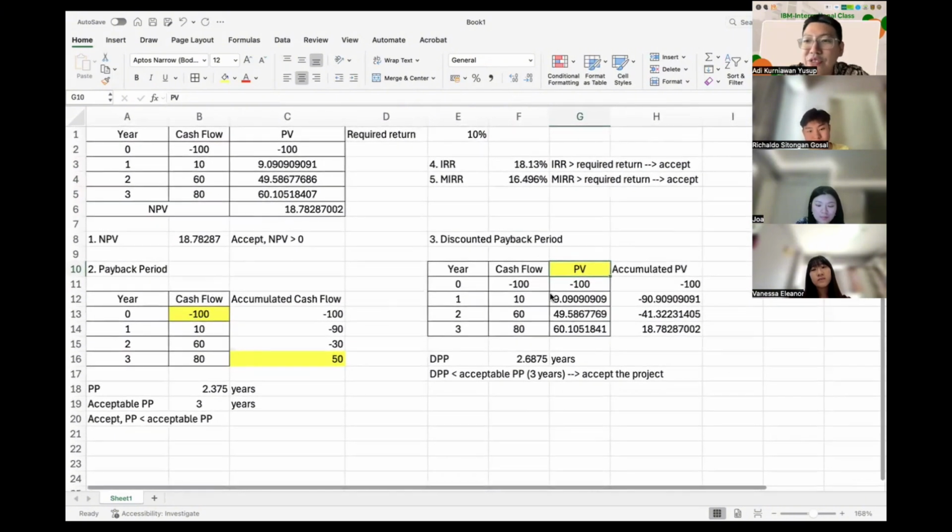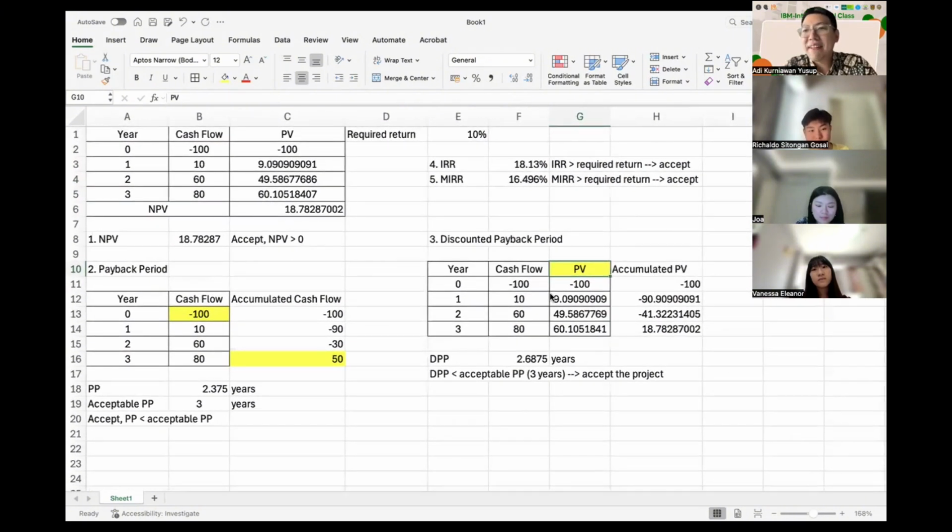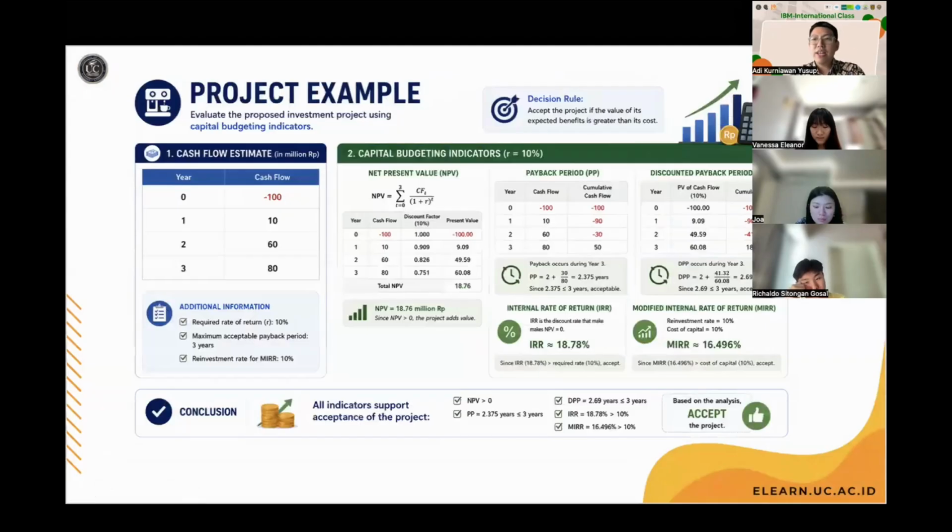Okay, clear enough? Any question? No questions? Okay, now I will go back to the PowerPoint. Okay guys, so this is the summary of our calculation. You can see here NPV is higher than 0, payback period is less than 3 years, discounted also, IRR higher than 10%, MIRR is higher than 10%. So based on the analysis, we should accept the project.